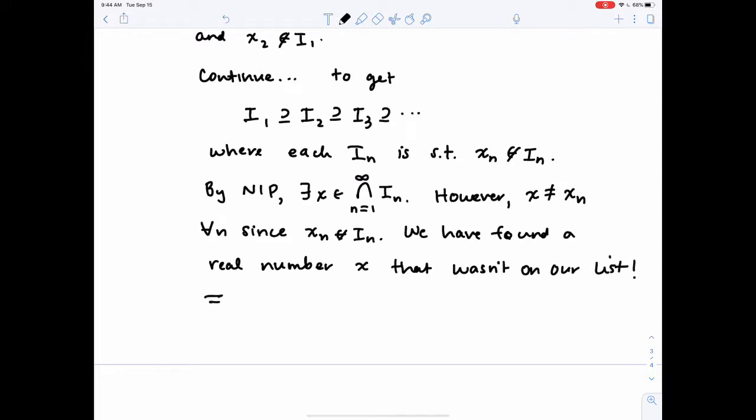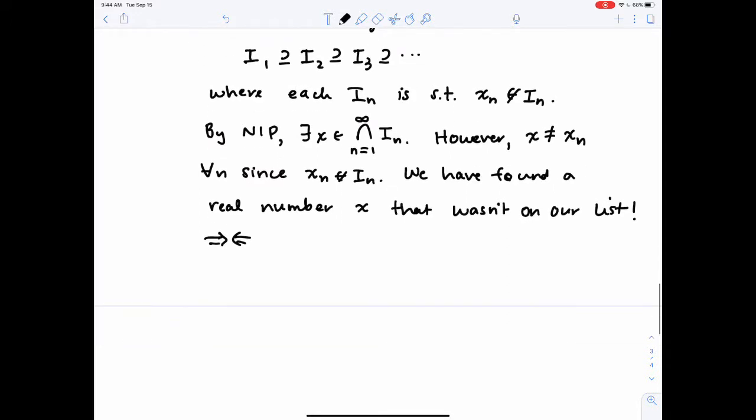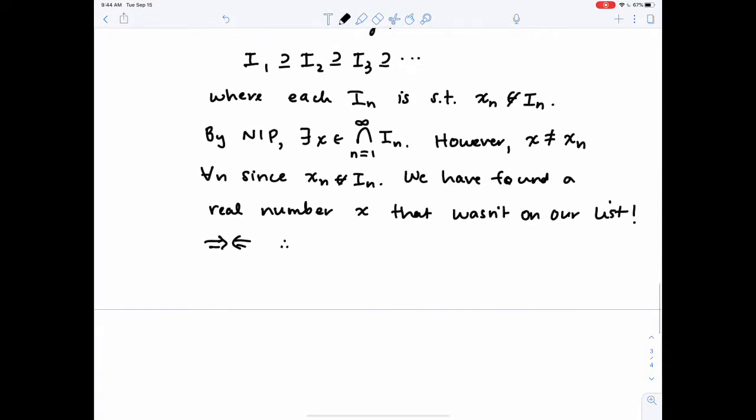That's a contradiction. We had assumed that every real number was enumerated in that list, but now we found a new number that we left off the list. Therefore, R is uncountable.